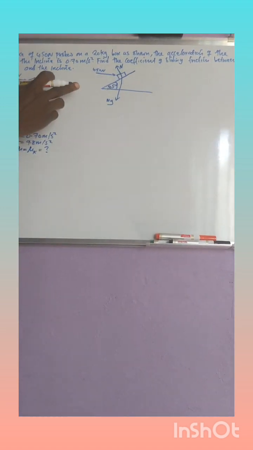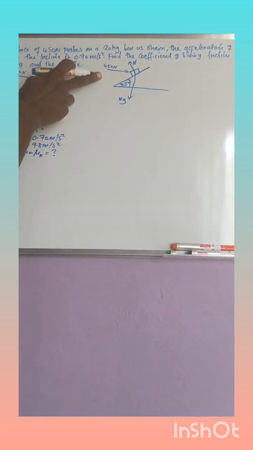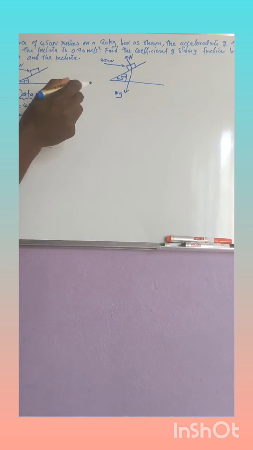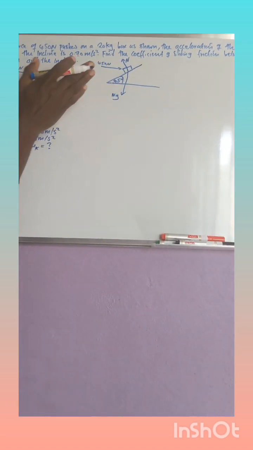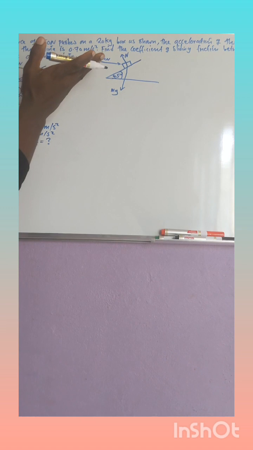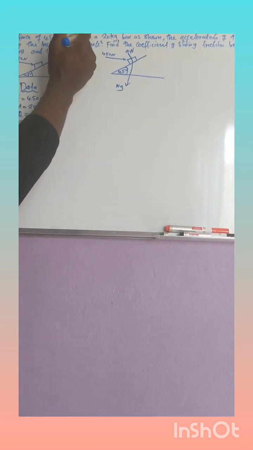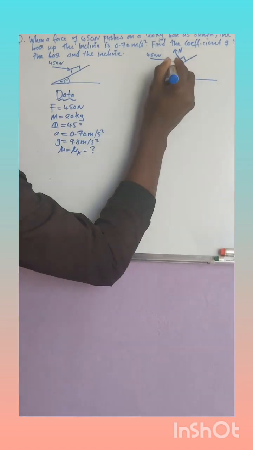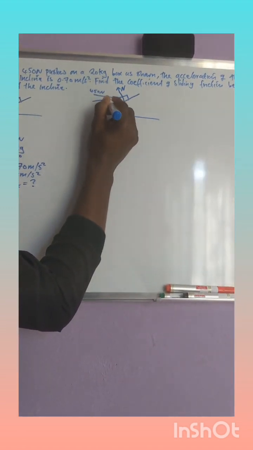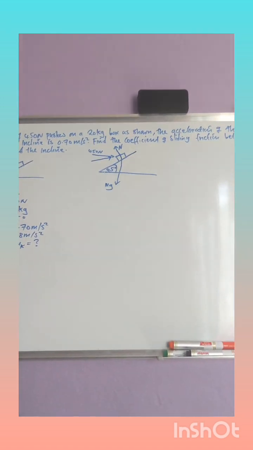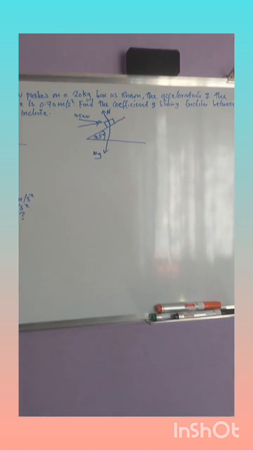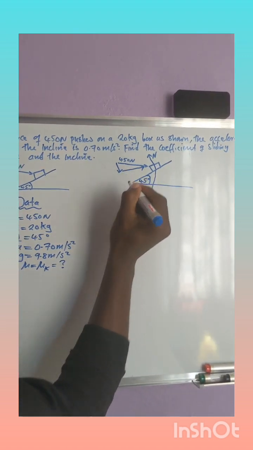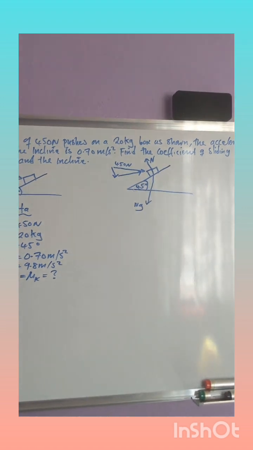As you can see, this force here is not pushing the box straight along the incline. This force is pushing the box at an angle. So there is a part of this force which is pushing the box in the x direction, and we have another component of this force which is pushing it in the y direction.